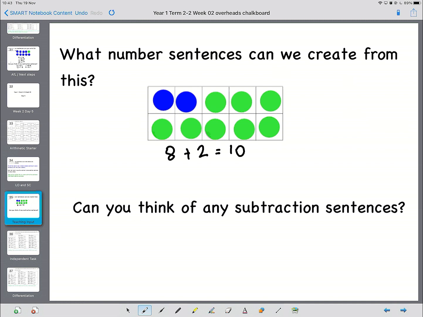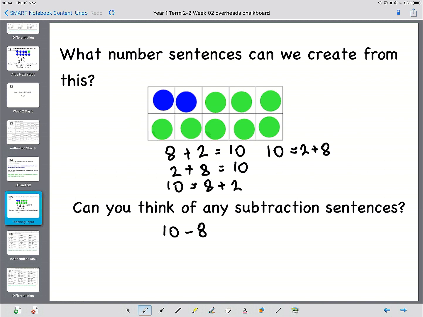Okay, so you may pause it again now if you want. The next one we've got is 2 blue plus 8 green equals 10. And then we can turn these around. So 10, which is all of them, equals 8 plus 2. And then 10 also equals 2 plus 8. Now, subtraction. We start with how many there are on the grid. So that's 10. We subtract.